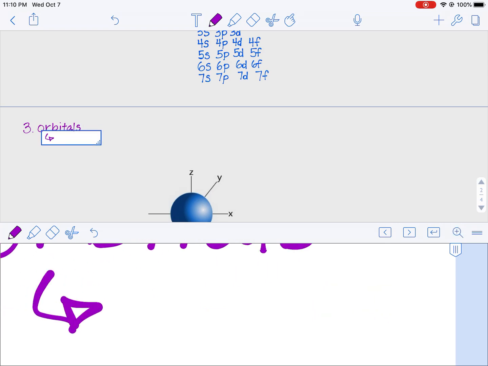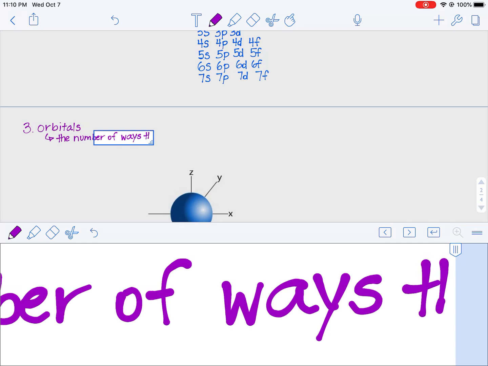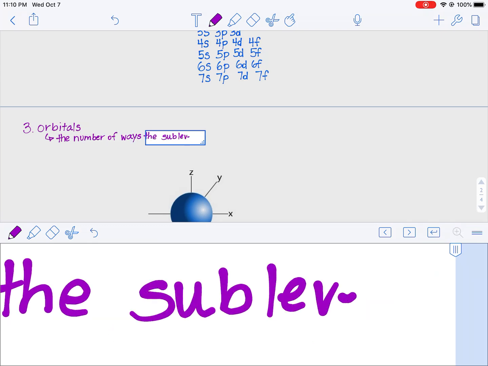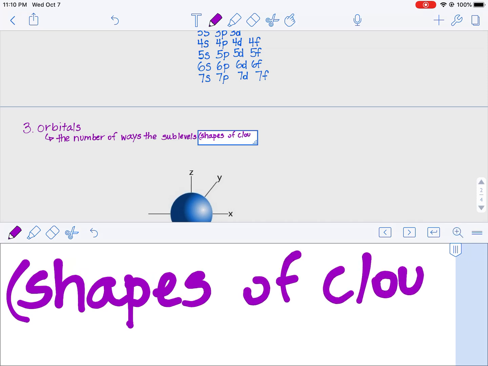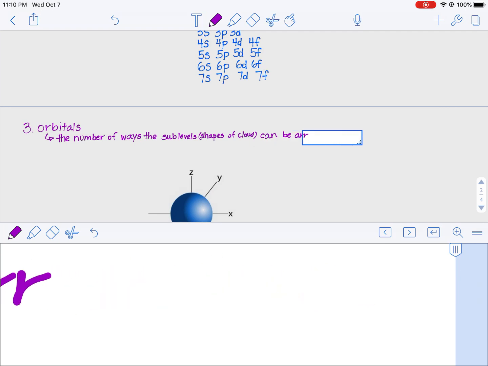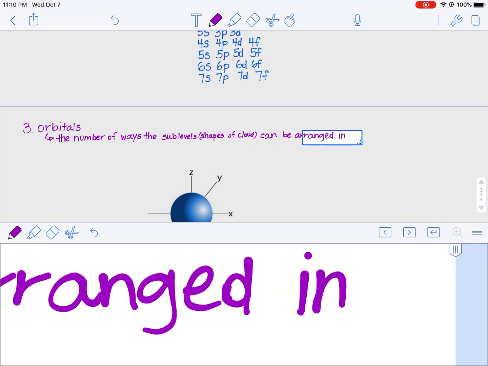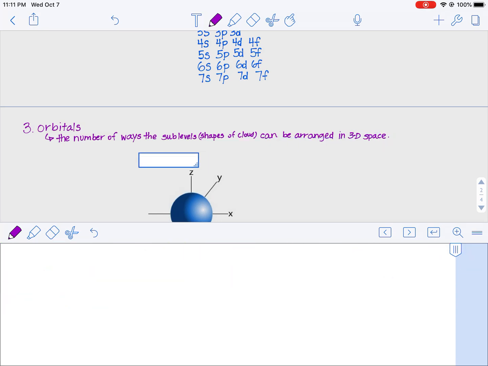And an orbital tells us the number of ways the sublevels, and remember the sublevels are the shapes of the cloud, can be arranged in 3-dimensional space. Orbitals are the number of ways the sublevels, which are the shapes of the cloud, can be arranged in 3-dimensional space. Let's look at our simplest sublevel, the S sublevel.